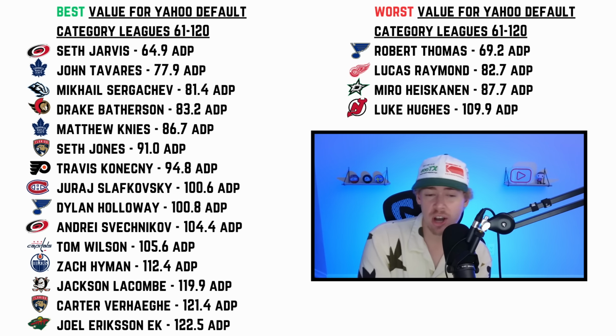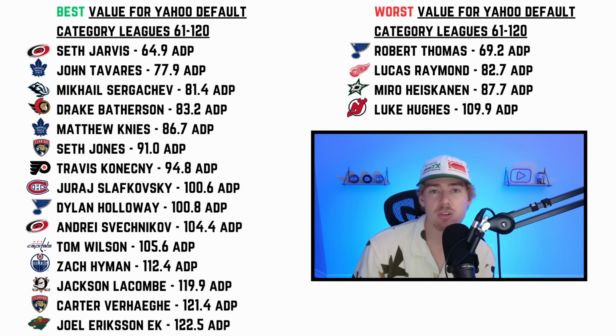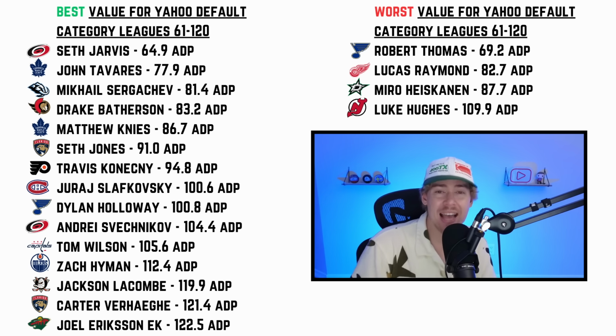And then Andrei Svechnikov. I think Svechnikov is so underrated at this price. You can put up 200 hits and 250 shots. Logan Stankoven as the second line center could elevate his even strength production on power play 1. Yeah, he's probably the best value, I would say, in these default category leagues. Then you have Tom Wilson, obviously a no-brainer. Zach Hyman, really good price, good shots, good hits. Should be line 1 with McDavid, should be power play 1.